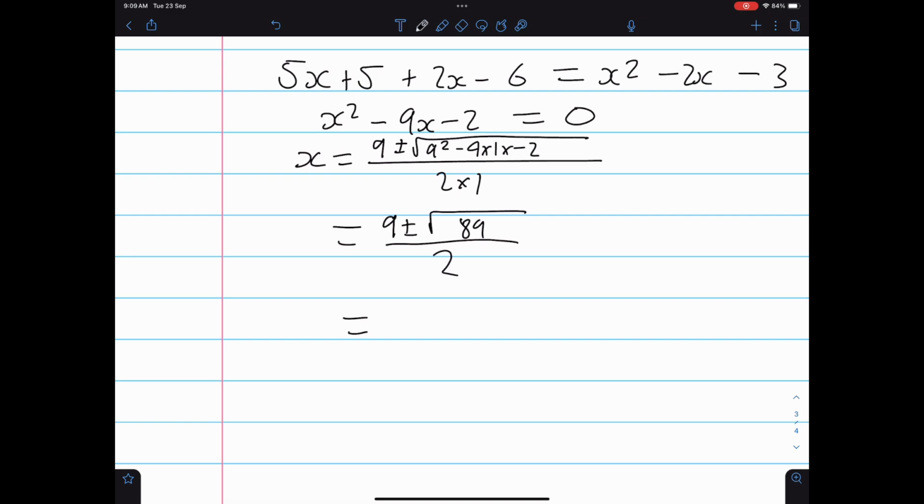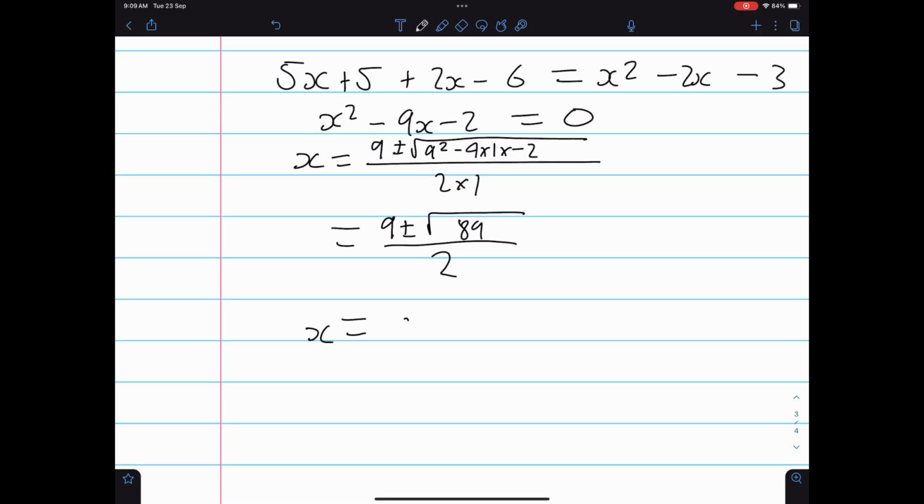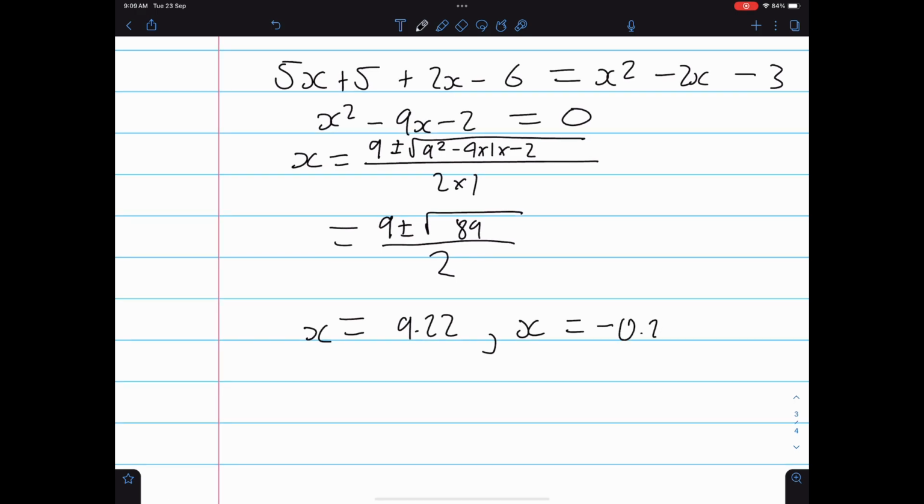So one of our solutions will be 9.22 and the other will be 0.217 because we're doing it to 3SF.